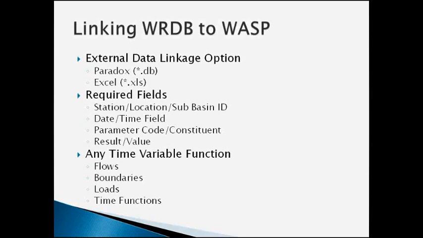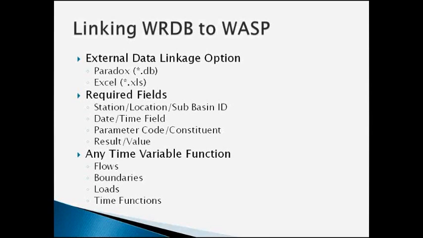Now, no matter what kind of file format you're using, there are required fields that have to be in these external files that are linked up to WASP. There has to be a station or a location, in our case a subbasin ID, that's going to be represented and linked to a specific WASP segment. There has to be a date time field so that WASP knows where and when to apply it in the model. A parameter code so that we can subset the data going into WASP, so that we know that nitrogen's going into one of the nitrogen groups. And then finally, a result value, in other words, the actual number of the model prediction. So you need at least those four fields for this to work, whether you're using WRDB or any other program.